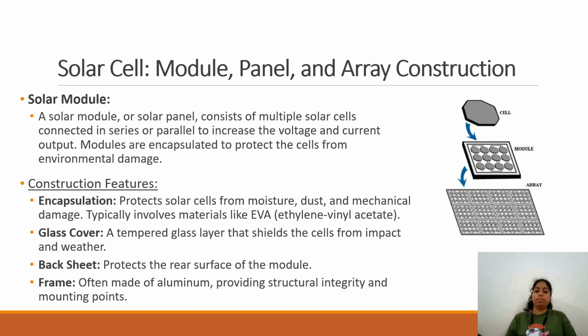Construction features. Encapsulation protects the solar cell from moisture, dirt, and mechanical damage. Typically involves materials like EVA, ethylene vinyl acetate. Second, glass cover. A tempered glass layer that shields the cells from impact and weather. Back sheet protects the rear surface of the module. Frame, often made of aluminum, provides structural rigidity and mounting points.